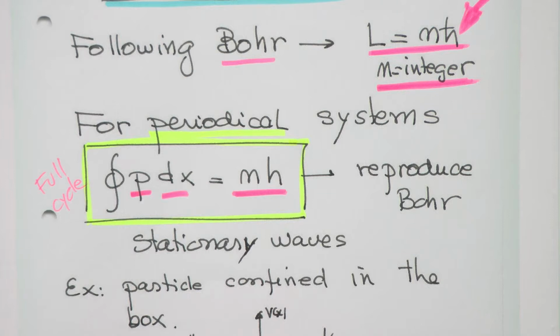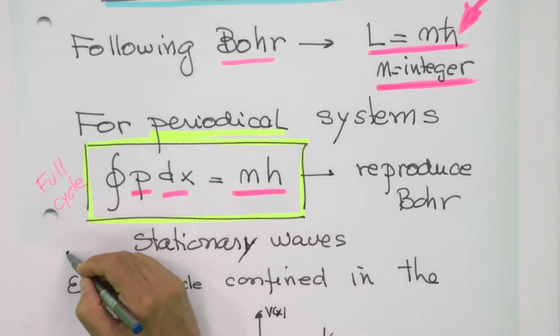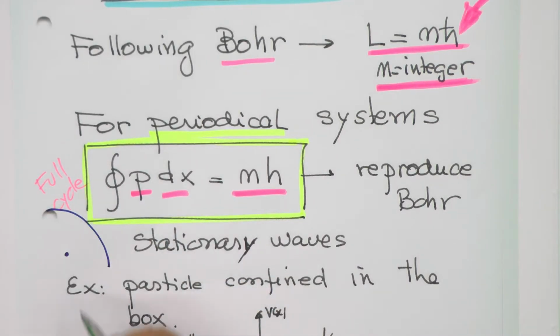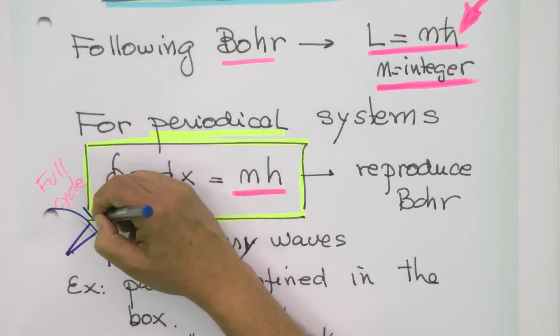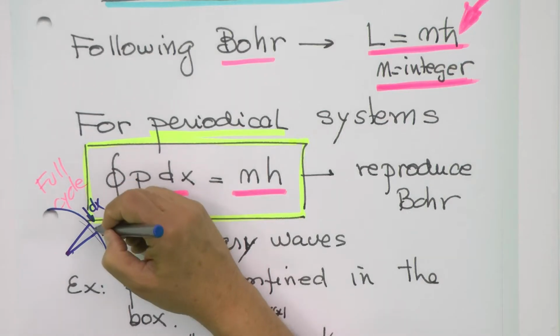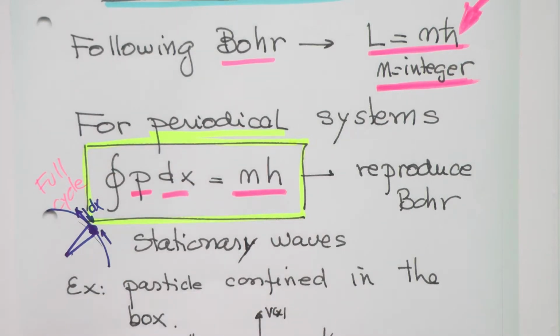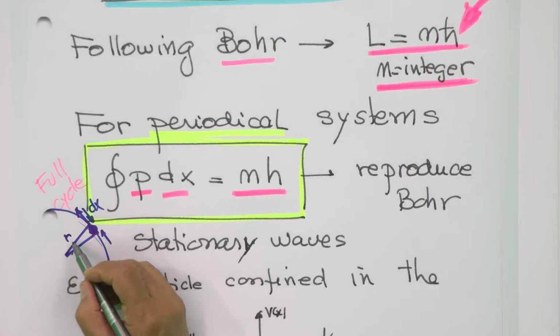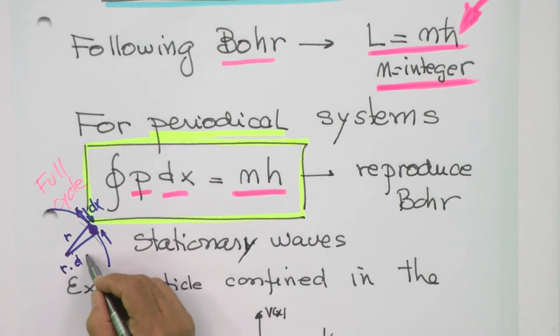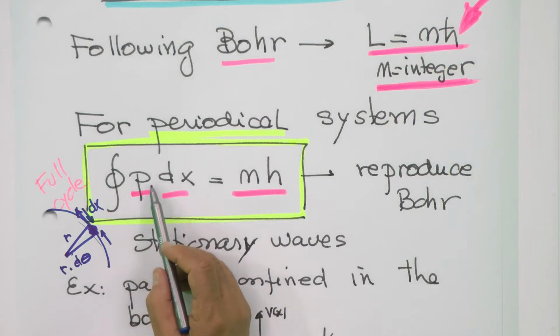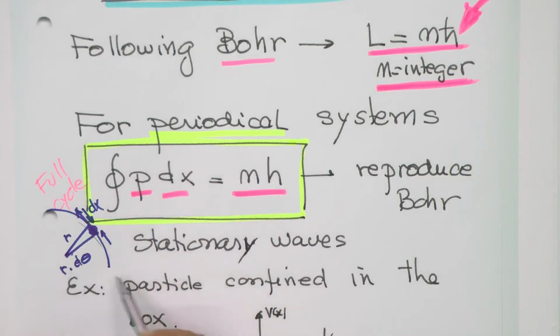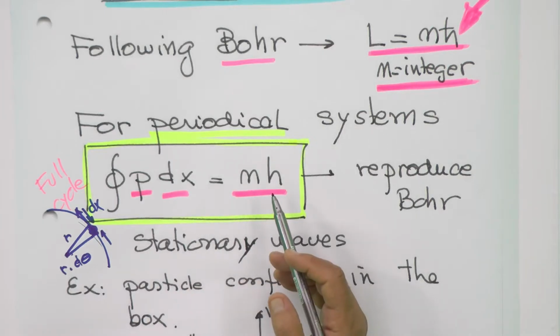If I have an orbit, maybe this is worth showing you. I have a particle that's going around. The dx now is tangent to the trajectory. So this is my dx in my integral. The momentum is here, the particle is going around here. And dx is nothing more than r times d theta. So this integral becomes p r d theta. And the only thing that's varying in an orbit is d theta, which gives you 2 pi.